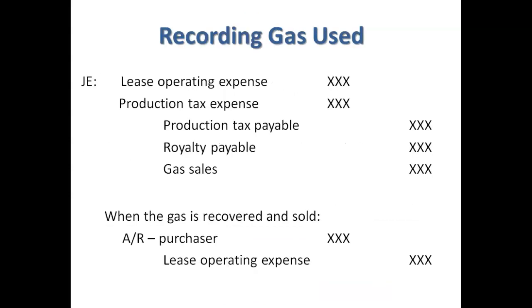So the first journal entry is to record the use and the sale. You're going to debit the lease operating expense and production tax expense, and you would credit production tax payable, royalty payable, and the gas sales. Later, when the gas is recovered and sold, you're going to reduce your lease operating expense with a credit and set up the receivable to be received from the purchaser.